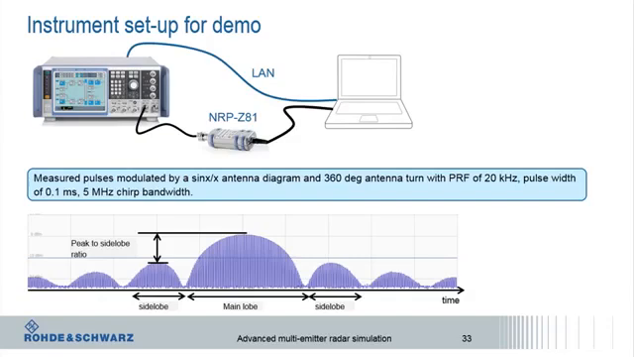Over time, you see the pulses which are influenced by the antenna diagram. In the middle, there is the main lobe, and you have also the side lobes with the characteristic side lobe suppression according to the antenna diagram.